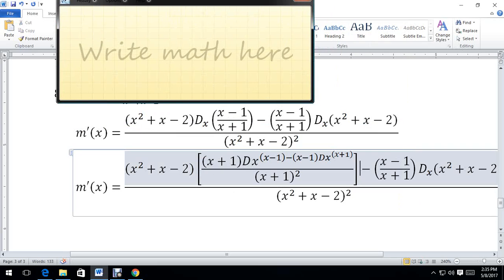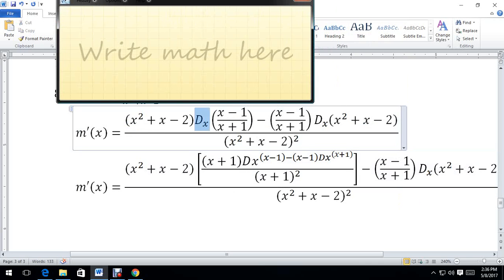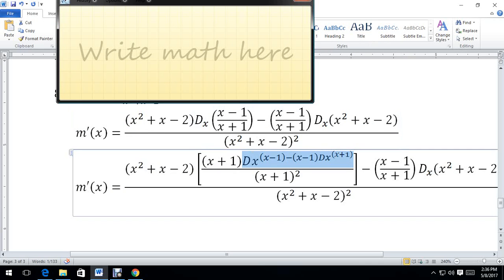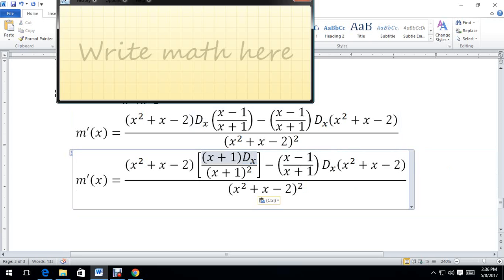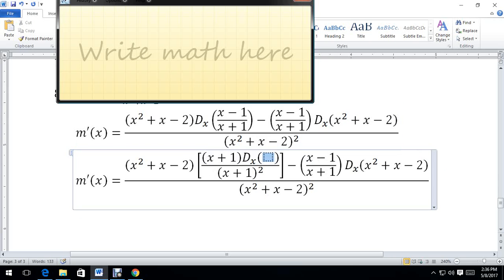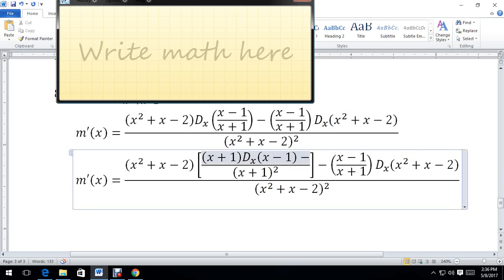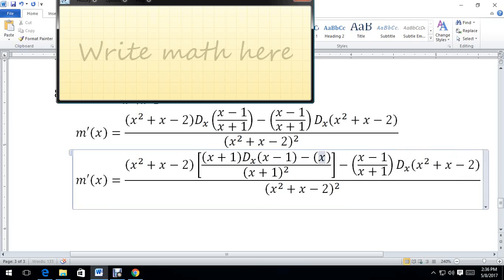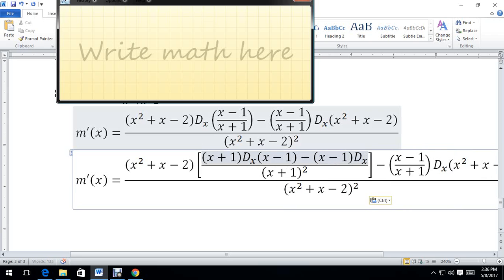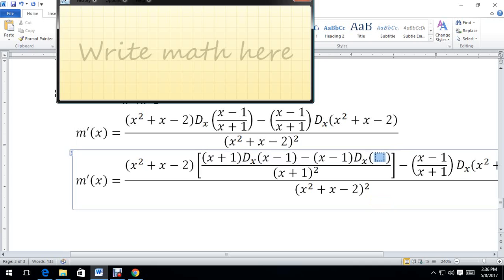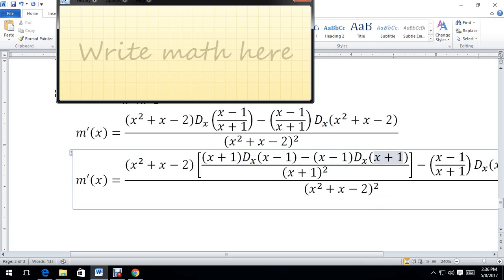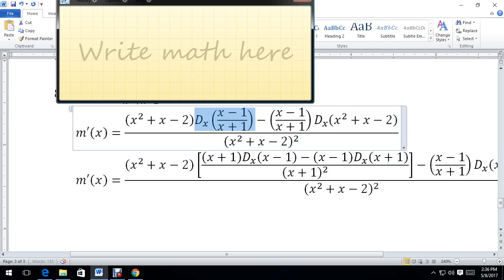Okay, so let's try to clean this up first. Our symbol for the derivative, we have the subscript. Okay, so again, this is low derivative of high, derivative of x minus 1, minus high, derivative of low, you have x plus 1. Alright, so this part here is the derivative of this part here. Okay?